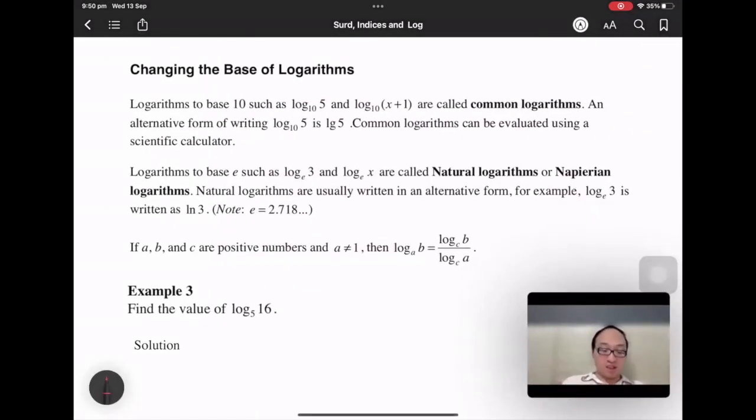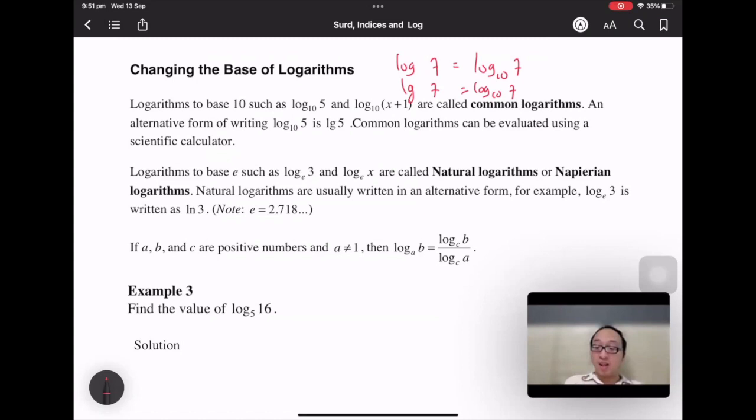Now, changing the base of the logarithm. The logarithm to the base 10, sometimes we don't write any number. Yeah, log 7, for example. So this means equal to the log base 10 of 7. Sometimes we don't write down the base, but you have to remember that it means the base of 10. And the other one is some books using the LG. So LG means log to the base of 10. That's the notation that you have to remember.